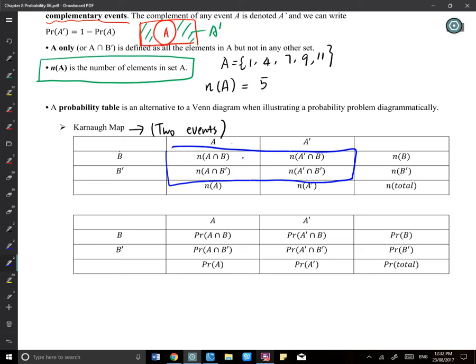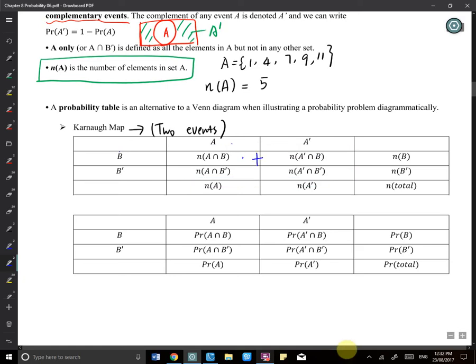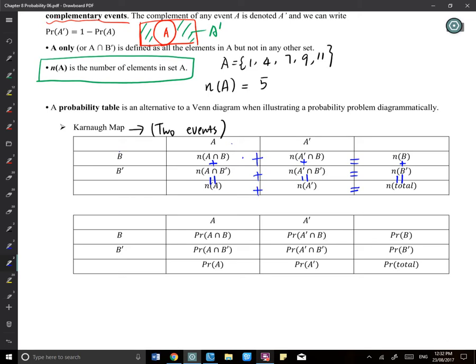The good thing is, if you add them horizontally, it gives you the last value. If you add them vertically, that will give you the value below as well. You can add this way, and you can add this way, and they give you the same number. So if you know 3 or 4 values in this table, you can know all the rest. That's the best thing I love in probability. I like this table.